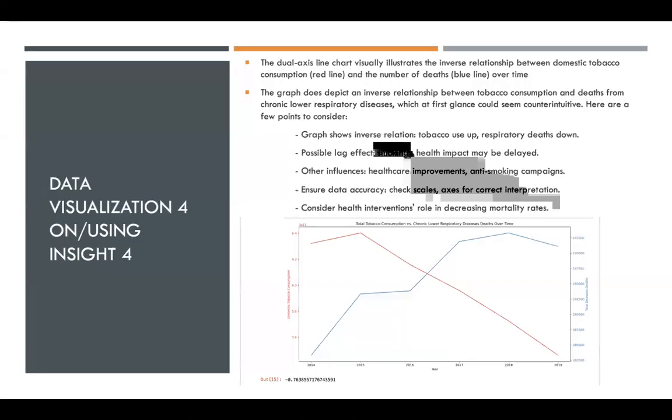measures. Seeing the inverse relationship between tobacco use and respiratory deaths on my graph was very surprising at first, but it led me to consider factors like the lag effect, where the impact of smoking on health doesn't show up immediately, or healthcare improvements or anti-smoking campaigns that could have affected this outcome.